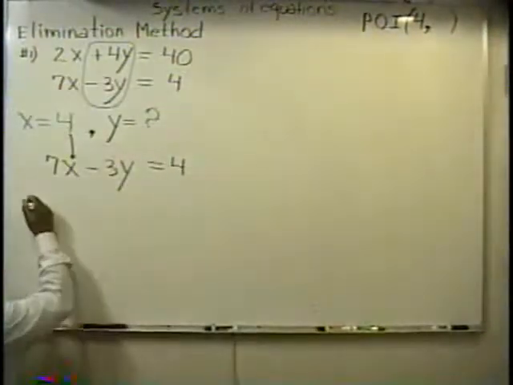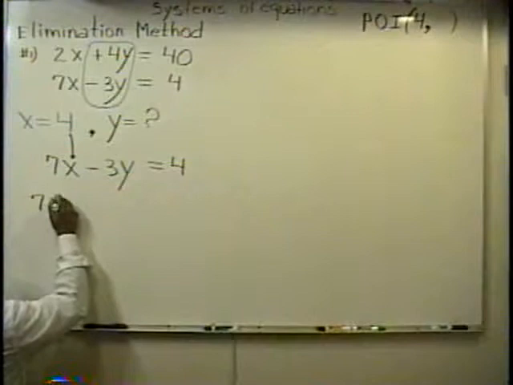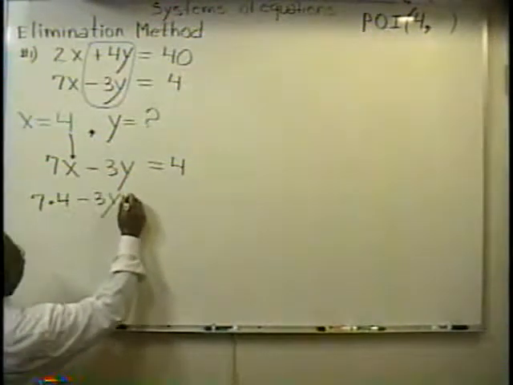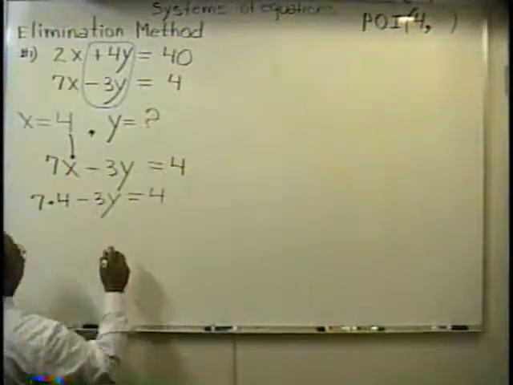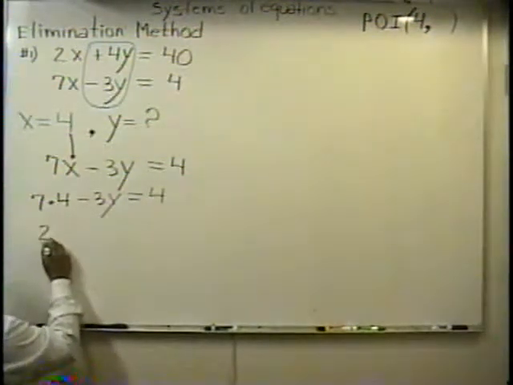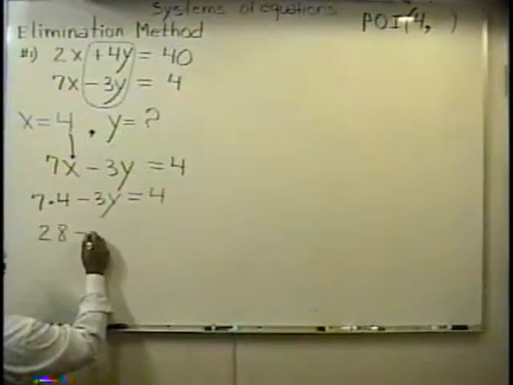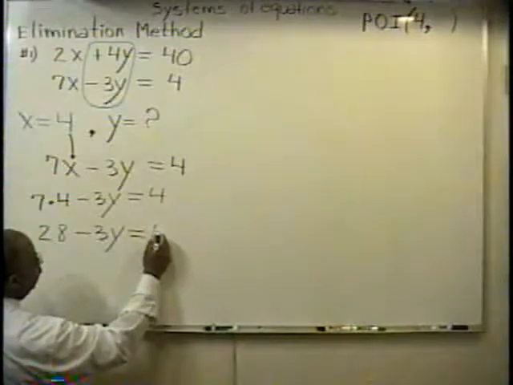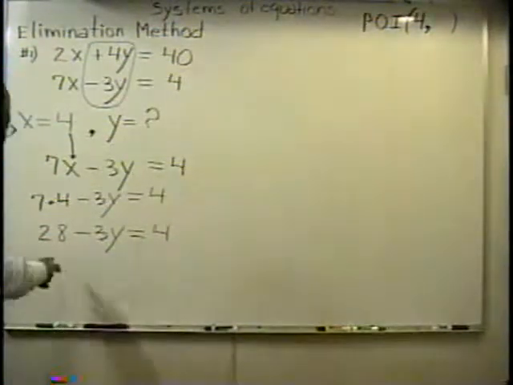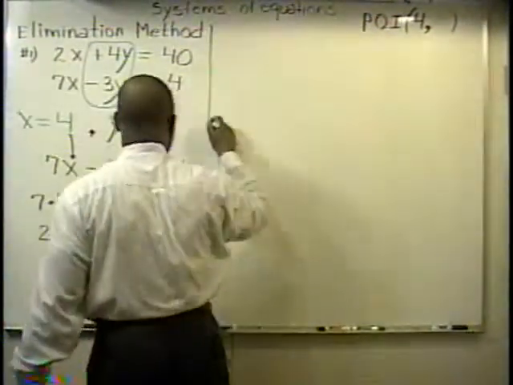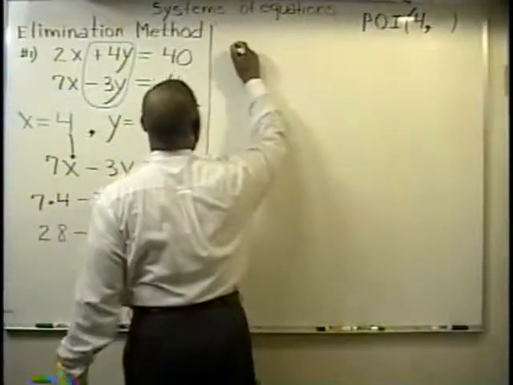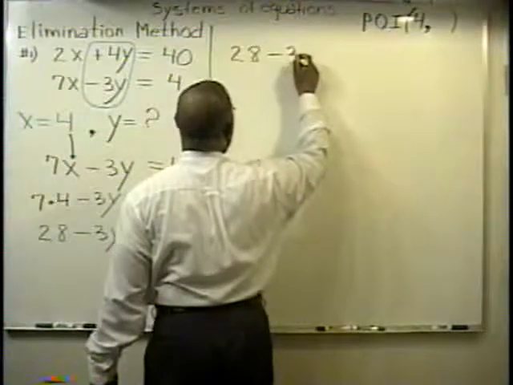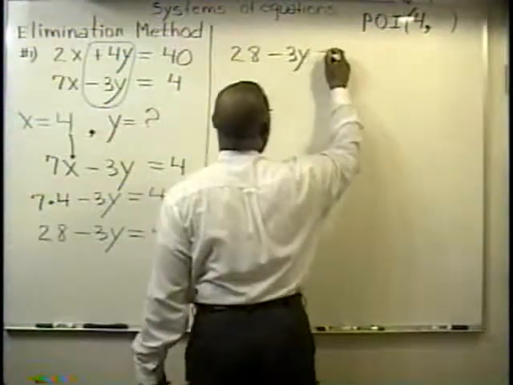All right, let's take a look. So now, I'm going to go 7 times 4 minus 3y is equal to 4. Well, 7 times 4, that's 28. Minus 3y, that is equal to 4. Very good. Let's write this information over here. We're almost there, are we not? So now I have 28 minus 3y, that is equal to 4.